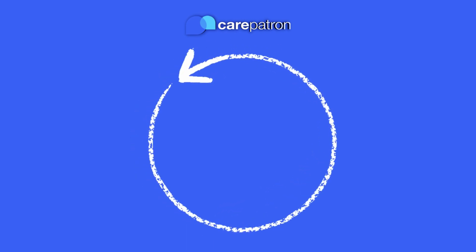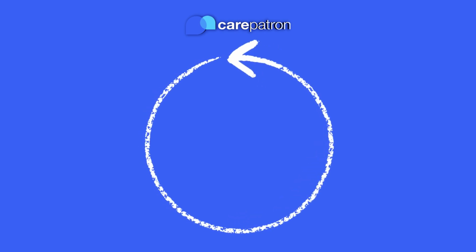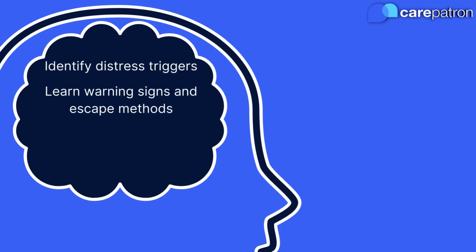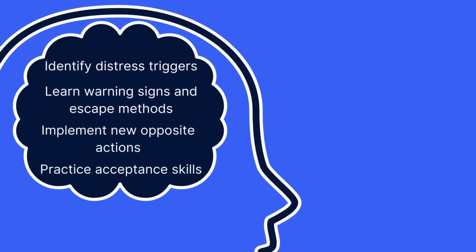While these escape methods can provide short-term relief, in the long run they serve only to reinforce distress-intolerant beliefs. But that's where our Distress Tolerance Skills Worksheet can help. This worksheet is designed to help your clients identify their distress triggers, warning signs, and escape methods, and implement new opposite actions and acceptance skills. If these activities sound familiar, that's because they're derived from dialectical behavioral therapy, or DBT. So let's take a look at this worksheet in more detail.